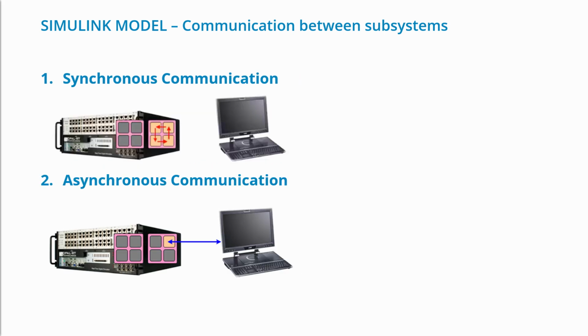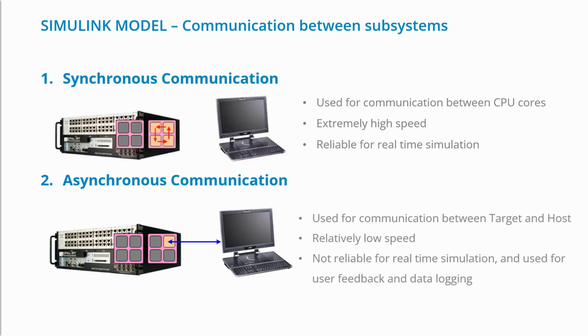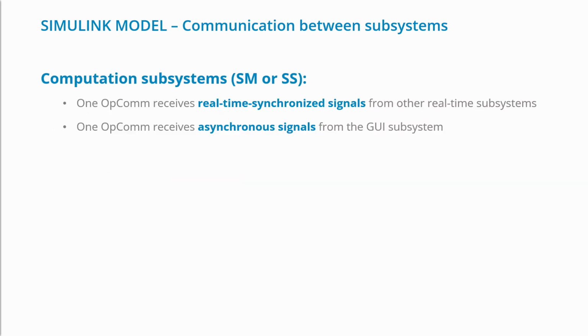Furthermore, there are two main categories of communication: synchronous and asynchronous. Synchronous communication is used between CPU cores on a simulator. This occurs at high speeds and allows real-time simulation. Asynchronous communication is used for communication between the target and the host. It is relatively low speed and thus not reliable for real-time simulation. It is important to make this distinction because we cannot mix synchronous signals or asynchronous signals in one op-com block.